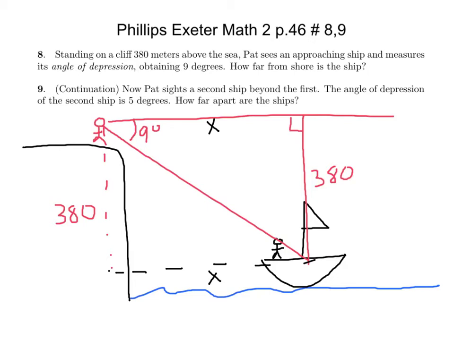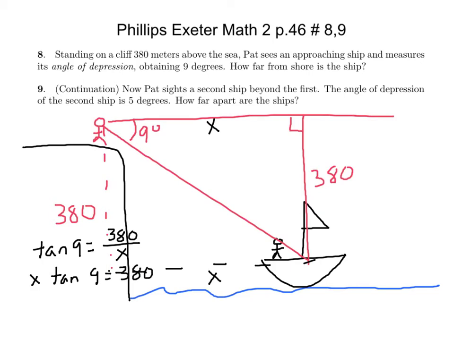So I'm going to write it over here. Tangent of 9 degrees equals 380 over x. Sounds good. Okay, now this one is slightly different from the last problem because now the x is in the denominator. So when we multiply both sides, what do we multiply by? x. And when we do that, we're going to get x times tangent 9 equals 380.